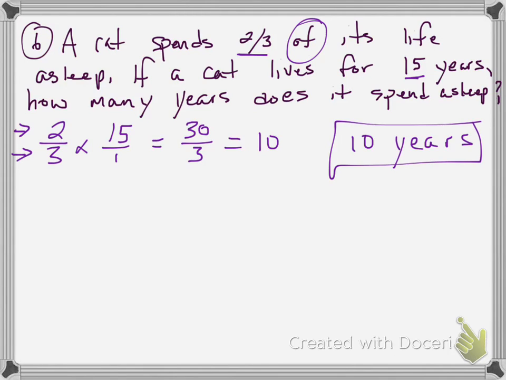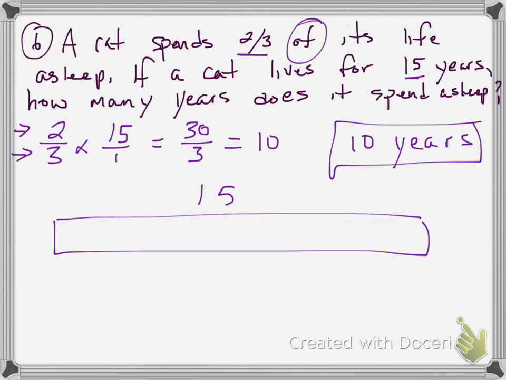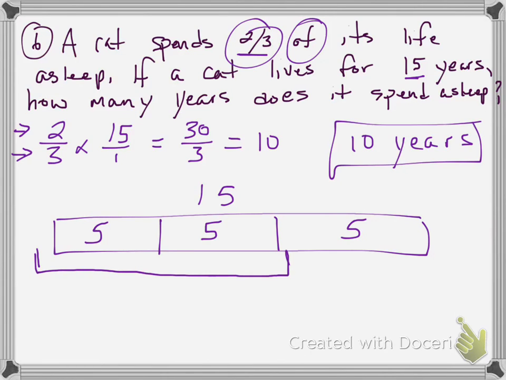Another way to think about that is if I had 15 and I broke 15 up into thirds, then each of those thirds would be worth 5. 5, 10, 15. And the problem is asking us about 2/3. So it's asking us about this one and this one. There is 2/3 of 15. And 5 and 5 is, of course, 10.